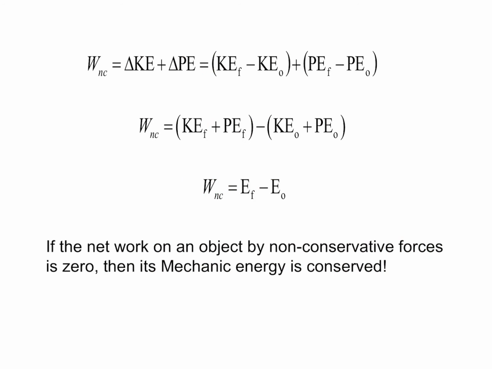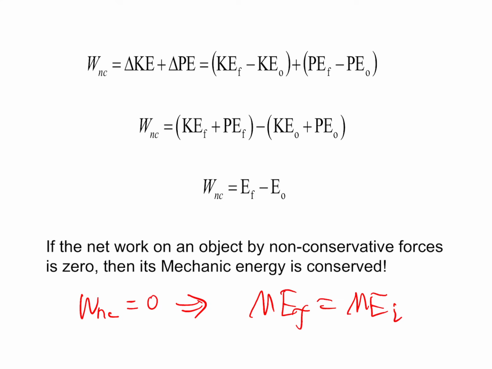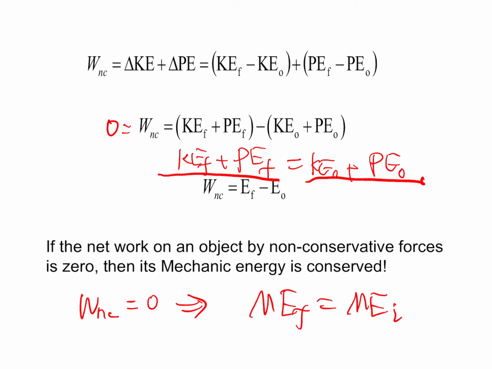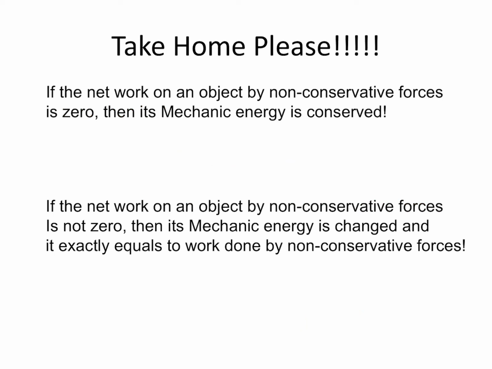What does change of mechanical energy is zero mean? If W non-conservative is zero, you would easily have mechanical energy conserved, which means that if this is zero, you have initial mechanical energy equals final mechanical energy. So that's really the takeaway message here.